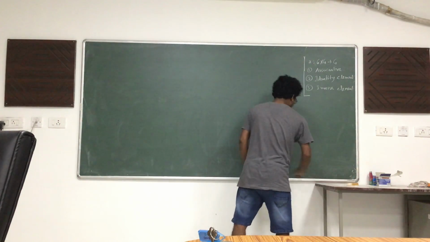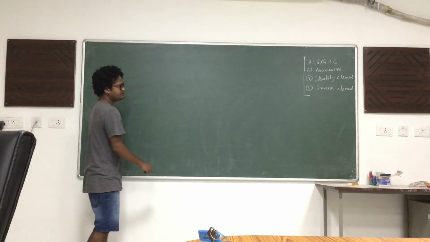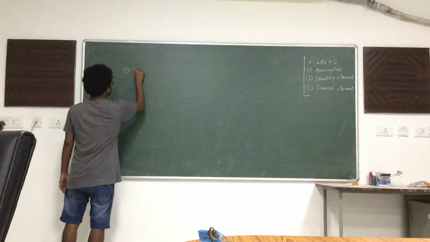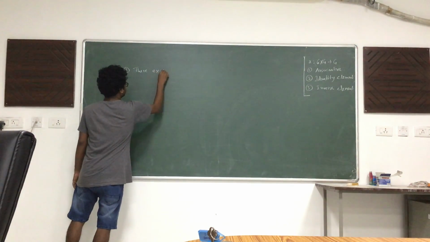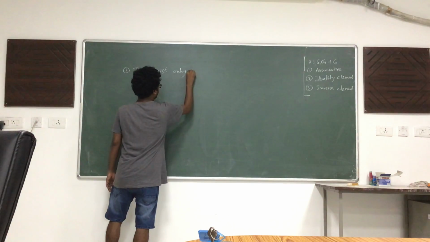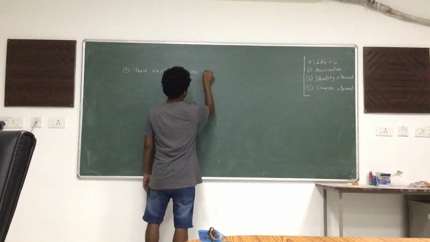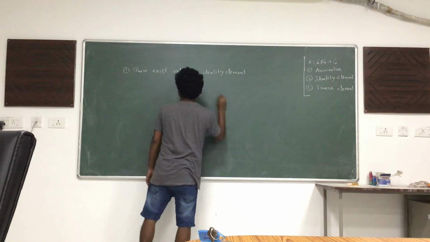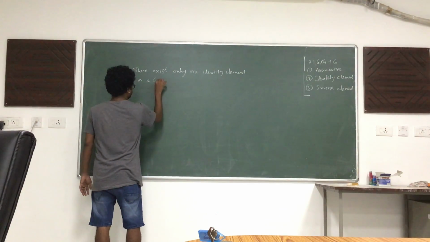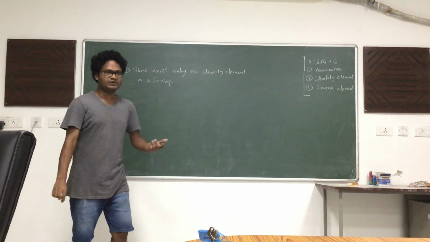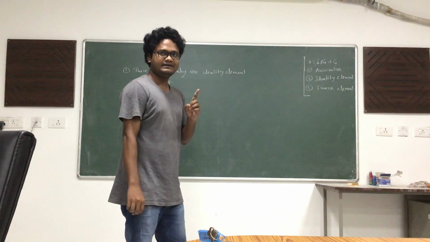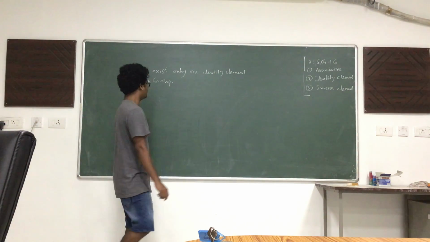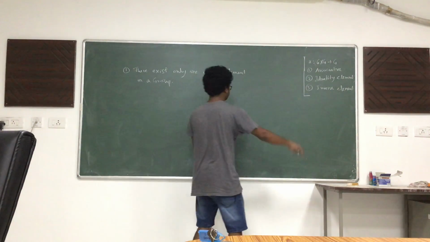We saw some examples, but some of the properties of a group: property one is there exists only one identity element in a group. So you cannot actually have more than one identity element. There is exactly one, not less than one, not greater than one, exactly one identity element that you have to give in this binary operation.